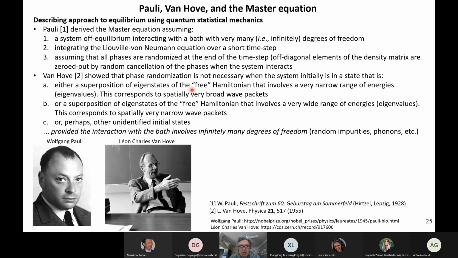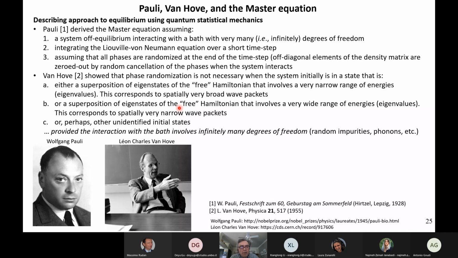linear superposition of states of the free Hamiltonian that has support only over a very narrow range of energies. So you take only a narrow range of energies, you take the eigenstates in that narrow energy range, and you form a linear superposition of these states. And this is your initial density matrix. This is your initial state.